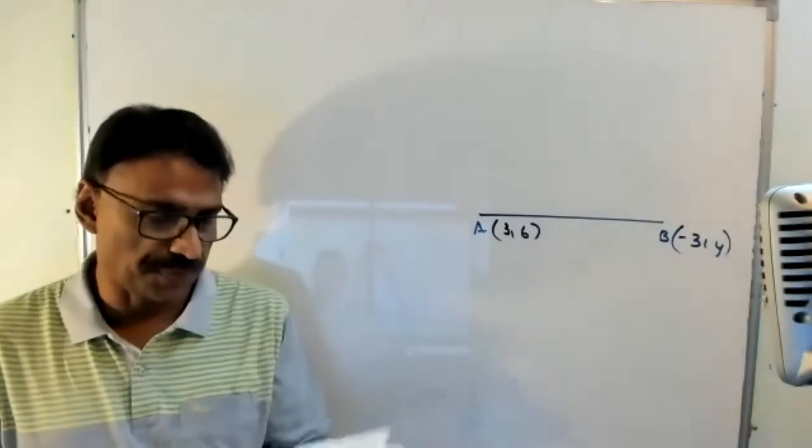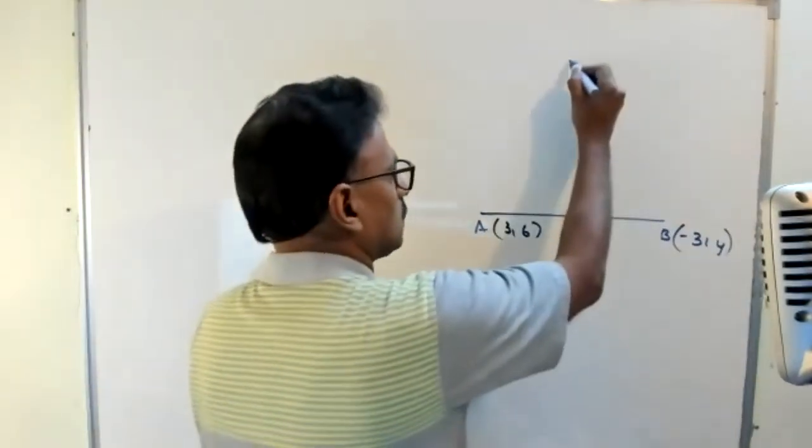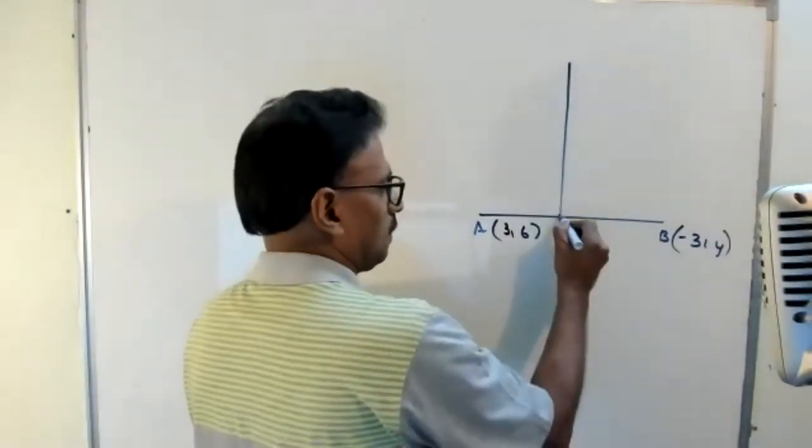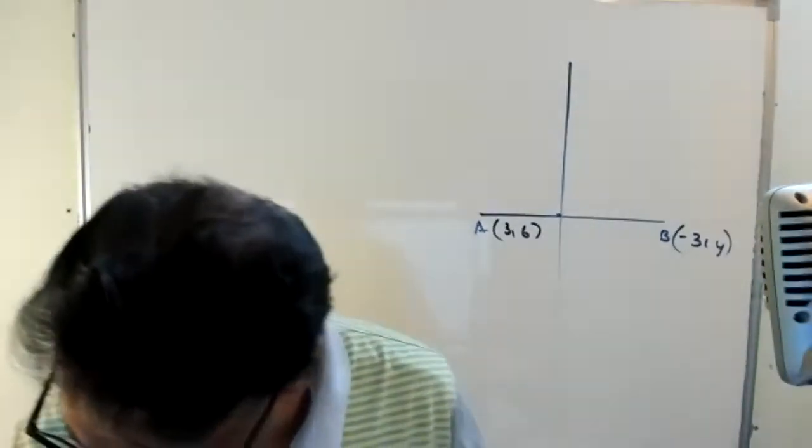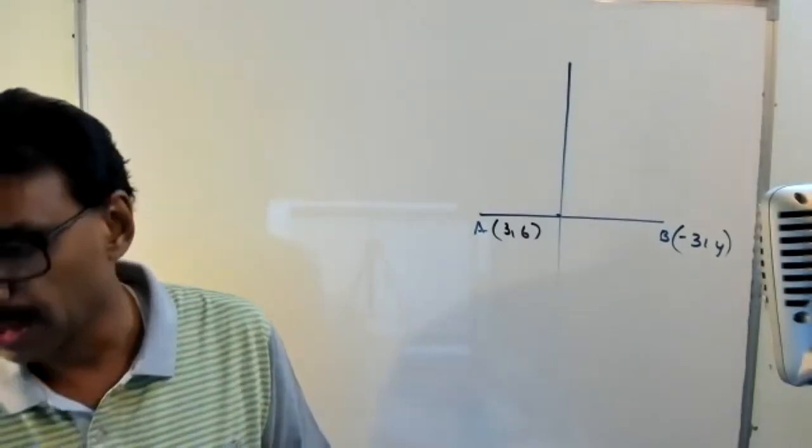Find the equation of the perpendicular bisector. So this is the perpendicular bisector here. This equation we have to find. The equation of this line we have to find out. Question clear or not?